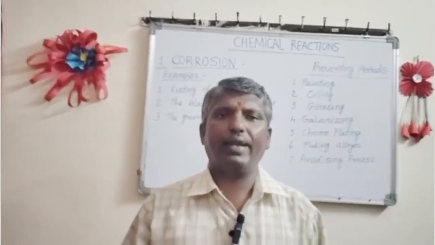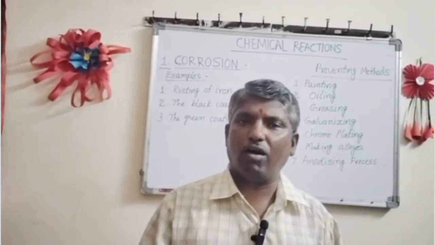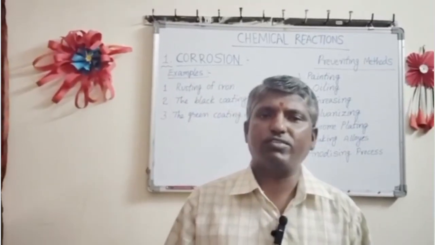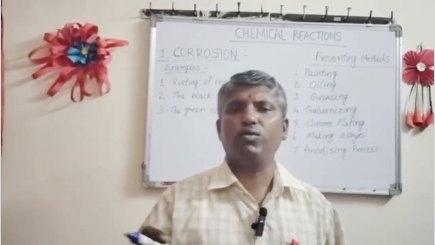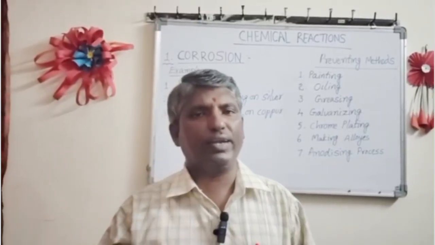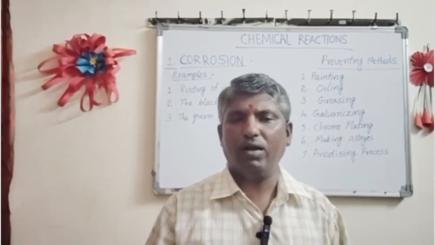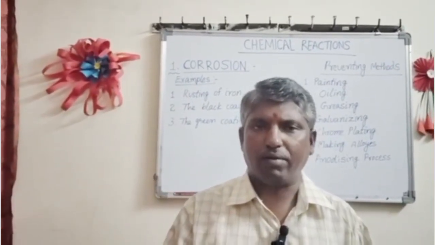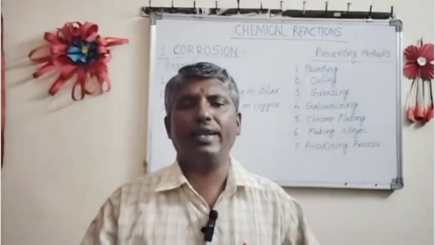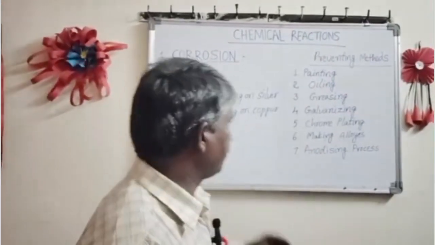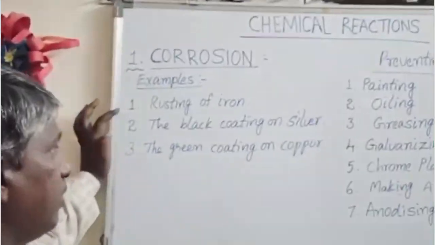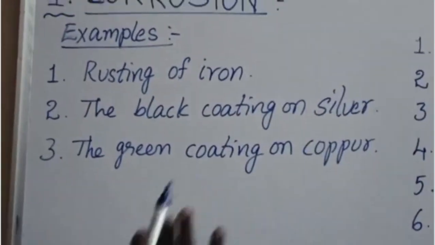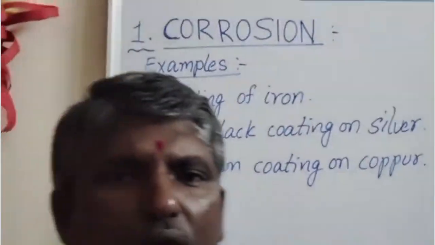Any metal can react with oxygen in the presence of moisture and form its oxides as a layer. Such type of reactions are called corrosion reactions. Corrosion is a good example of an oxidation reaction. The corrosion process can do a lot of damage to iron appliances. Generally, rusting of iron, the black coating on silver, and the green coating on copper are good examples of the corrosion process.